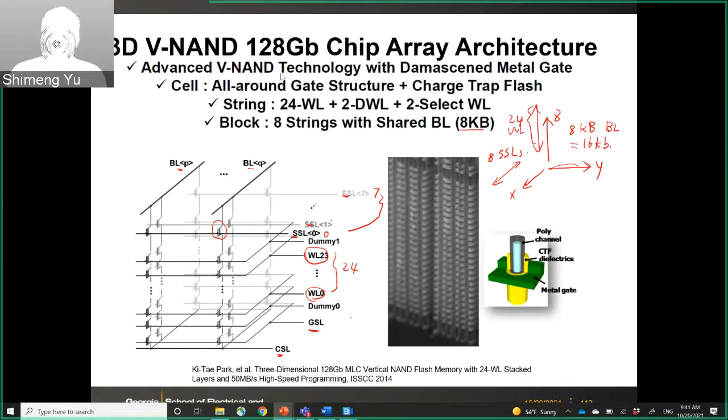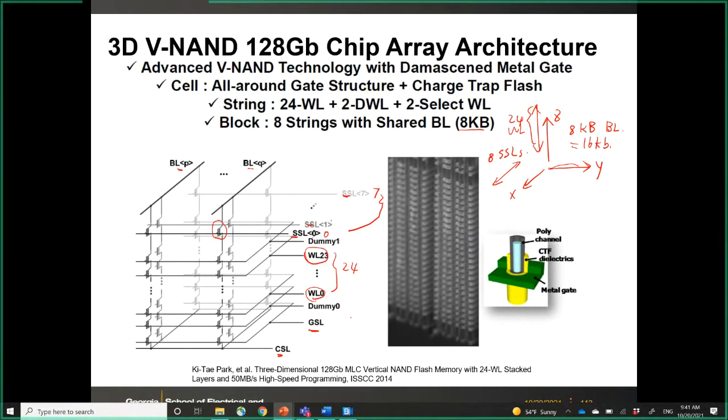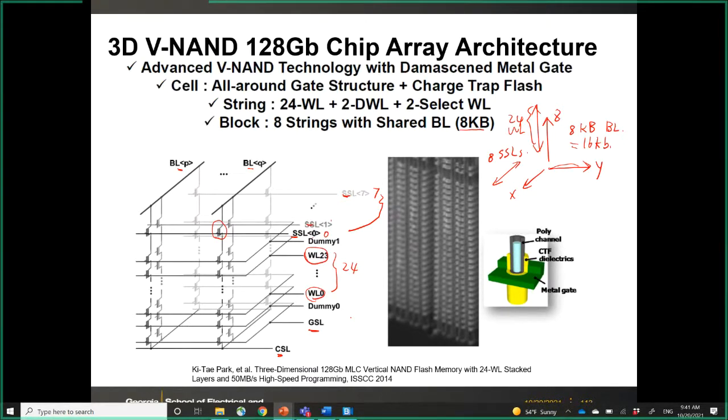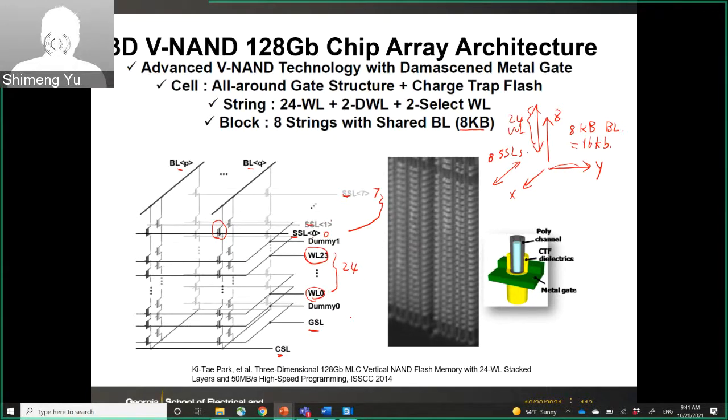Of course, you have many blocks on the chip, and in total you have 128 gigabits. Question? Oh, 64, yes, all right.